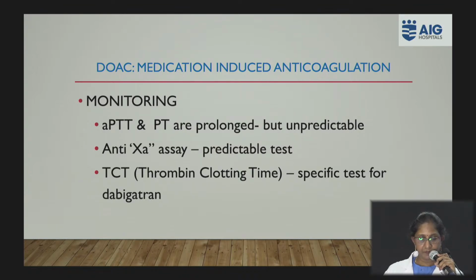Measuring APTT and PT, they are prolonged, but they are unpredictable tests. TCT is a specific test for dabigatran. The anti-10A assay is a predictable test. The preferred test for assessing the anticoagulant activity of rivaroxaban, apixaban, etc. is a chromogenic anti-10A assay that will correlate closely with plasma drug levels. But this test is not readily available in every hospital.